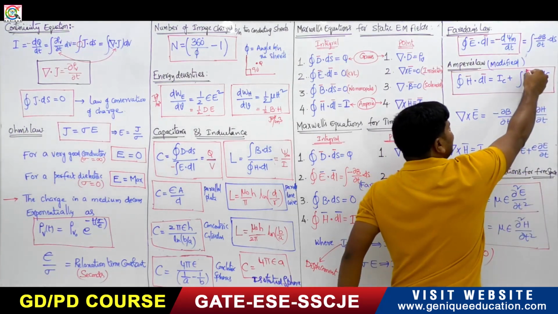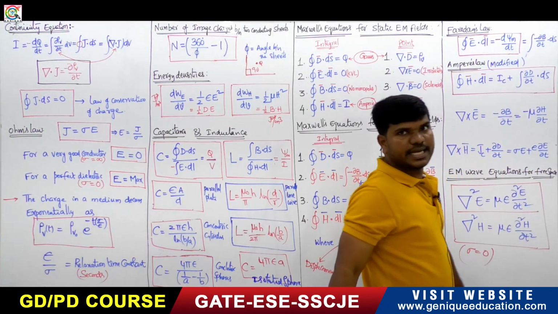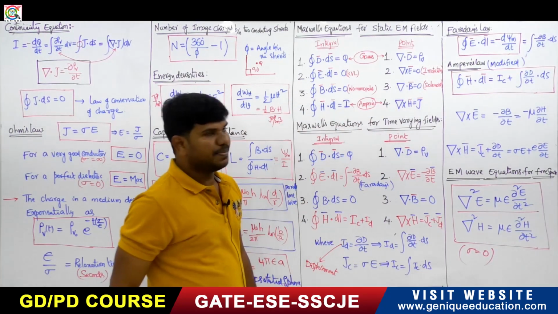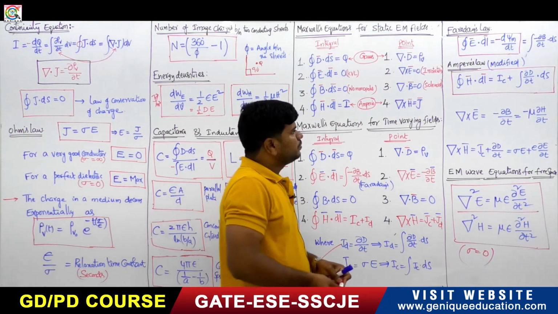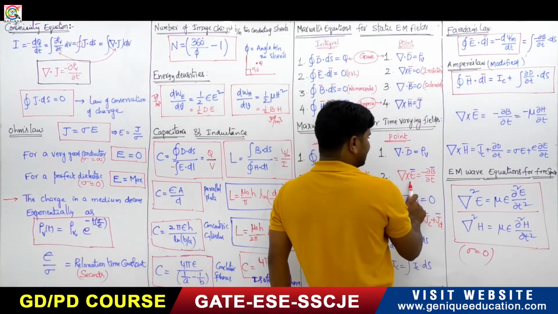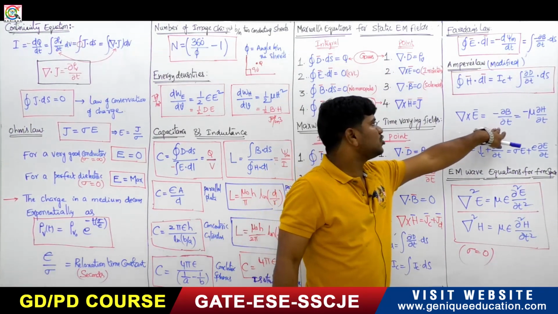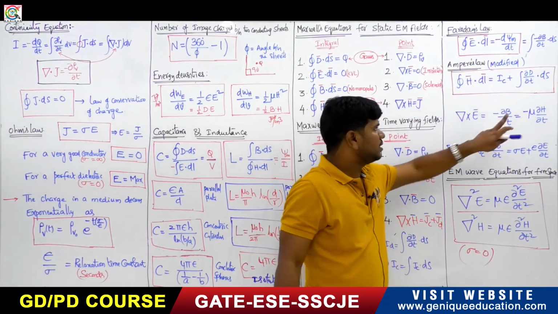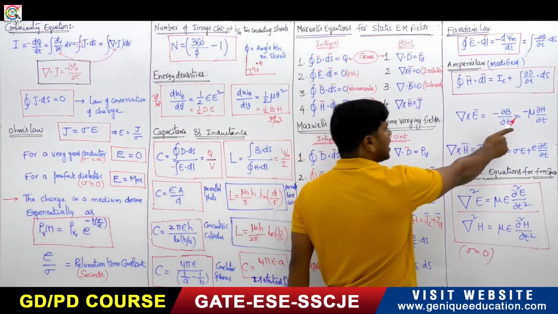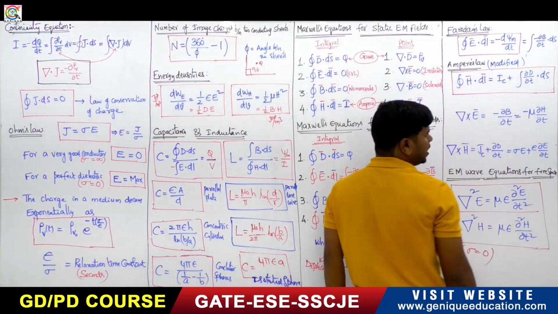Already we know ∂D/∂t is called the JD, displacement current density. Now we came to know that del cross E is equal to minus ∂B/∂t, right? We got this from here. So we can also write it as minus mu into ∂H/∂t.